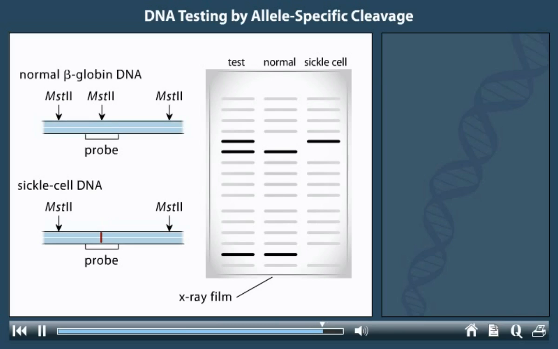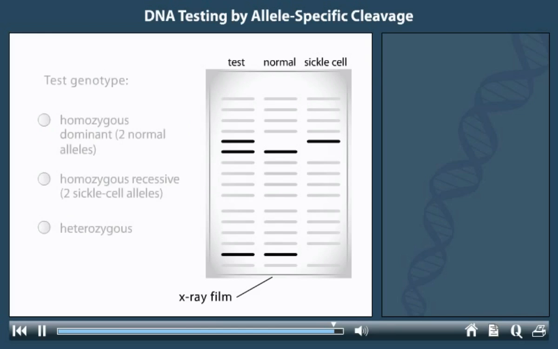From the information on the X-ray film, what is the genotype of the person from which the test sample was taken? Click on the correct answer.